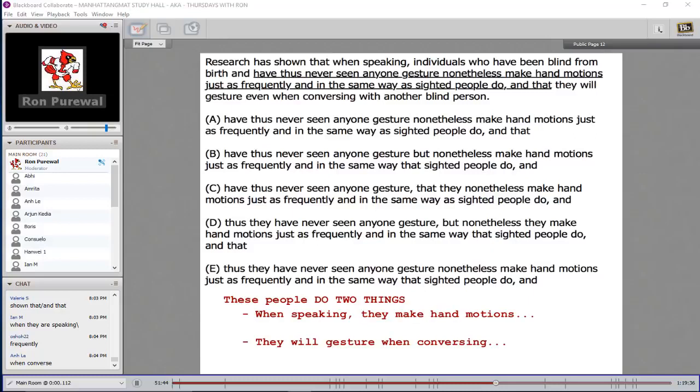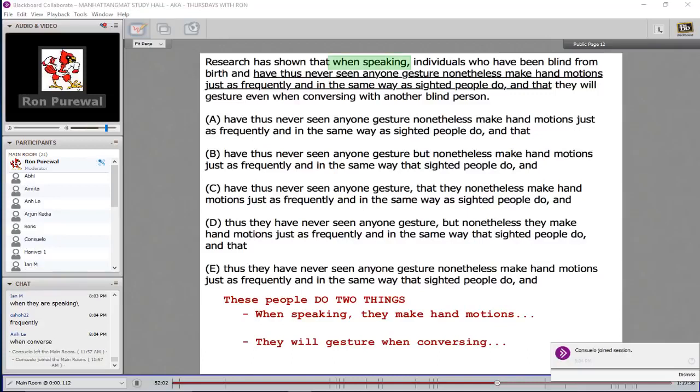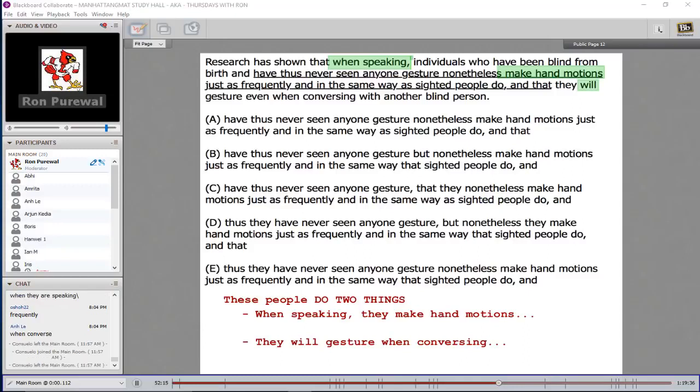If the when speaking is part of that, it corresponds to when conversing. You have to qualify both of these. Like if the first parallel part were just they make hand gestures at random, that would be wrong. So when speaking, these individuals make hand motions with certain restrictions or under certain circumstances. And also that they will gesture when conversing. Those things should be parallel.